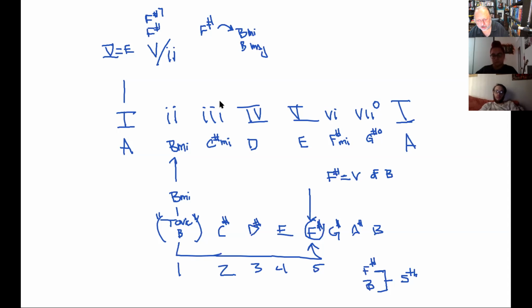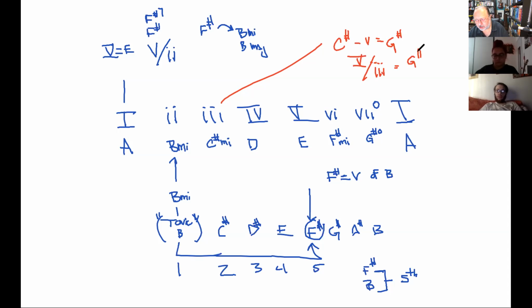C sharp minor. What's the 5 of C sharp? G sharp, right? So the 5 of 3 equals G sharp or G sharp 7.